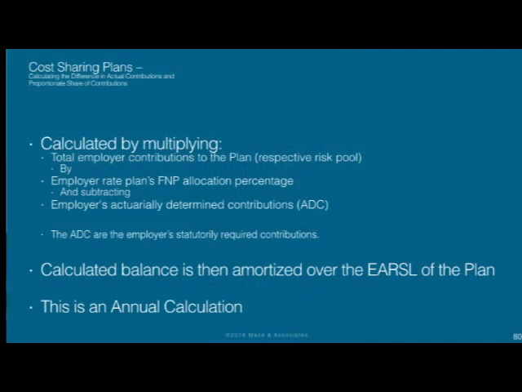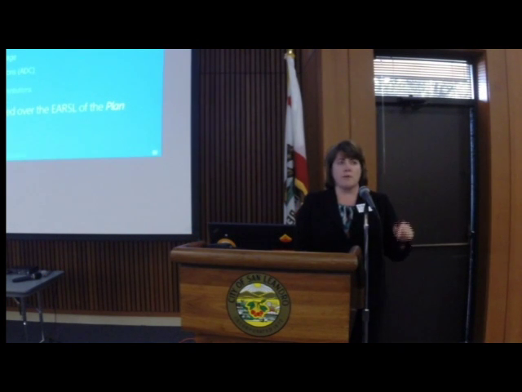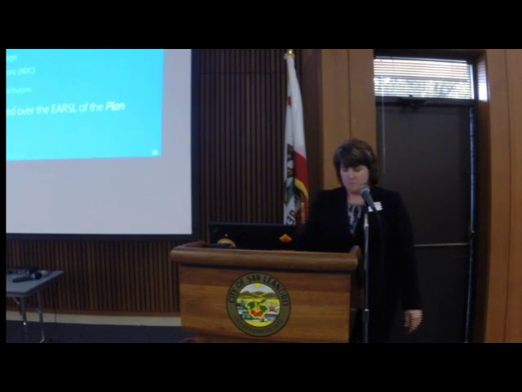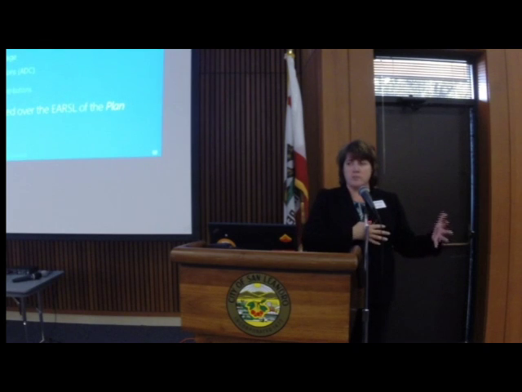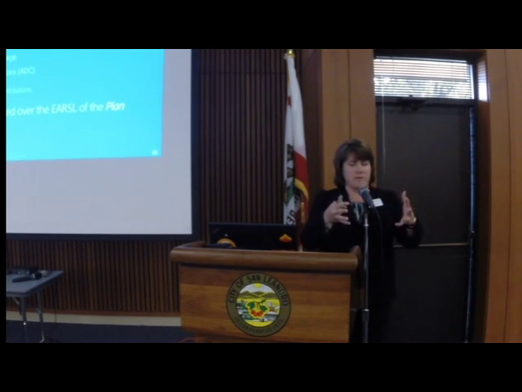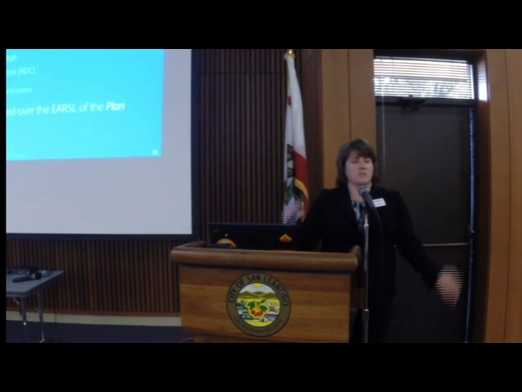And so that calculated balance is then amortized over the estimated average remaining service life, or EARSL, of the plan as a whole. So for measurement date 15, you'll see in the reports that that number is 3.8 years for the risk pools. And this is an annual calculation that you do each year for that year's measurement date, and then that amount is recorded on your statement of net positions, and then amortized over that amount until it's gone. So that's what we're going to talk about when we get into deferred inflows in a little bit.